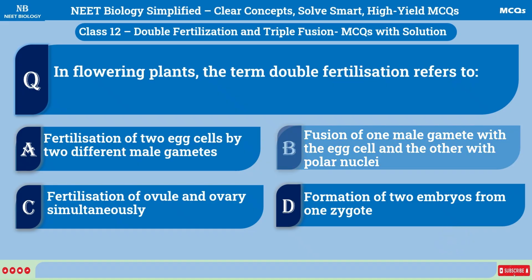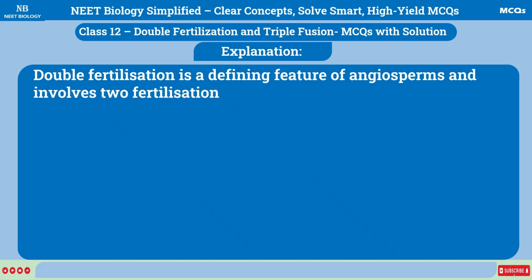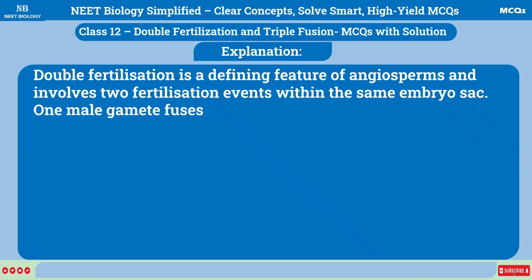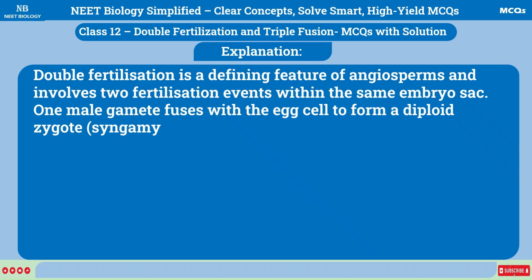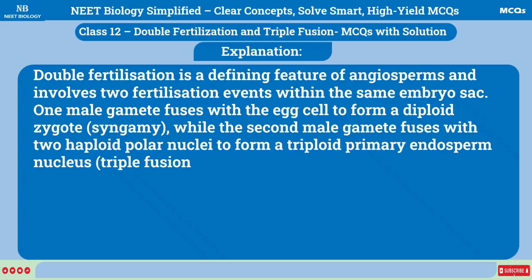Correct answer is B. Fusion of one male gamete with the egg cell and the other with polar nuclei. Explanation: double fertilization is a defining feature of angiosperms and involves two fertilization events within the same embryo sac. One male gamete fuses with the egg cell to form a diploid zygote, syngamy, while the second male gamete fuses with two haploid polar nuclei to form a triploid primary endosperm nucleus, triple fusion. Option B correctly captures both events.